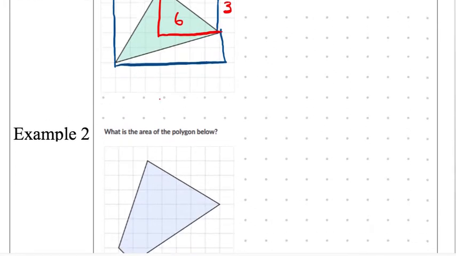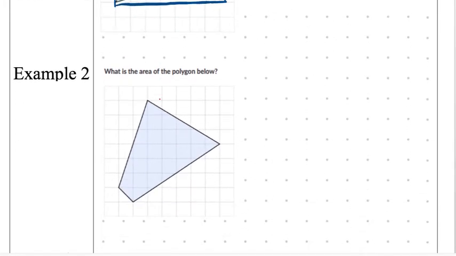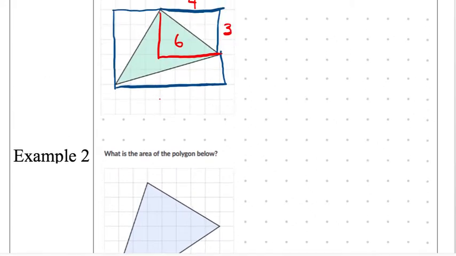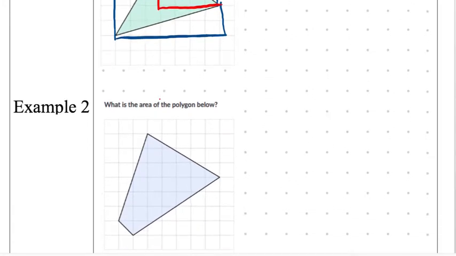Let's go to example 2. This one might be a little bit easier. I'm trying to look here.